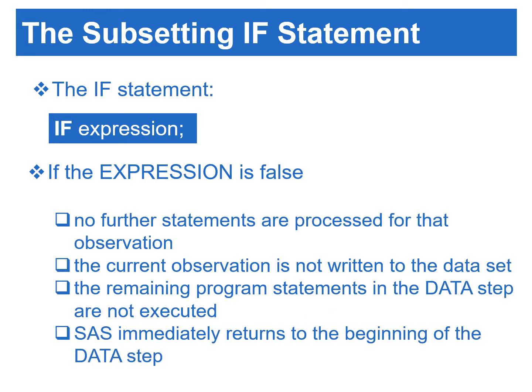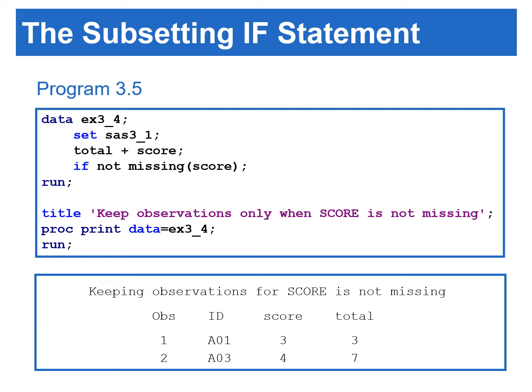If the expression is false, then no further statements are processed for that observation, and SAS immediately returns to the beginning of the data step. That is to say, the remaining program statements in the data step are not executed, and the current observation is not written to the output dataset. For example, program 3.5 creates a data set that only contains the observations, in which the score variable is not missing. Checking whether score is not missing is specified as an expression in the subsetting if statement.